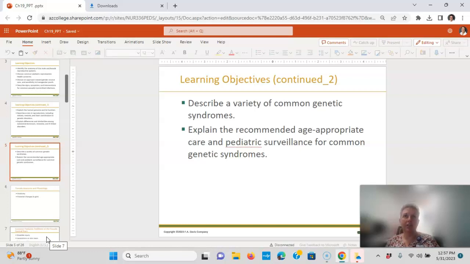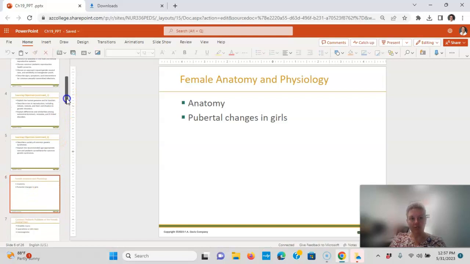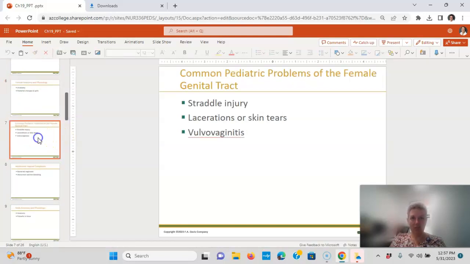Some common pediatric problems of the female genital tract. Again, hold on, I gotta keep up with my PowerPoint. Some of the common issues with kids you will see.